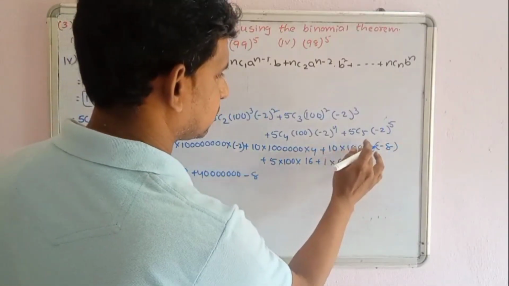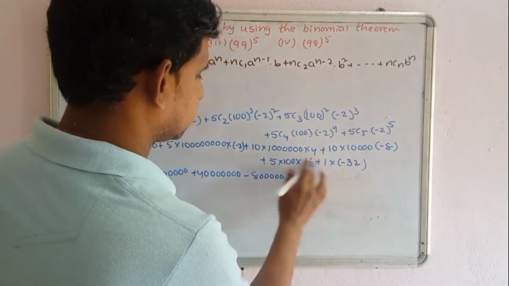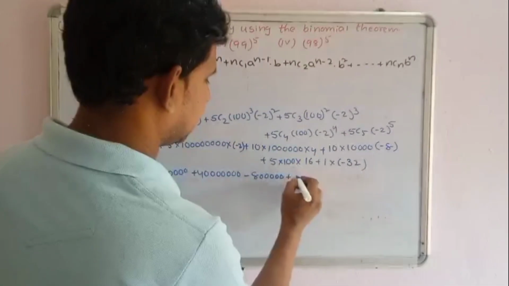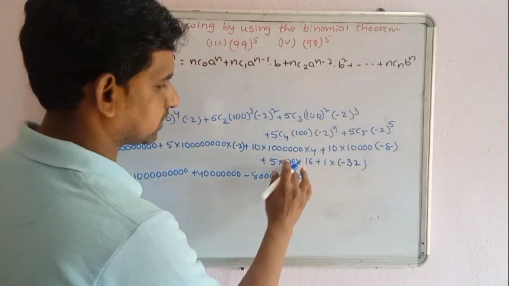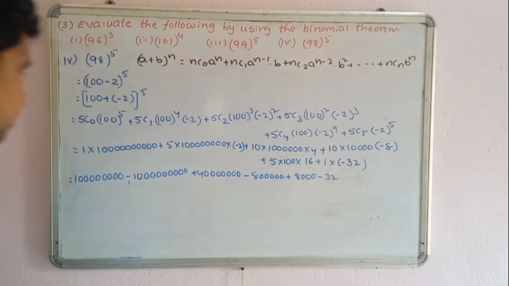How many zeros? 1, 2, 3, 4, 5. Okay. 16 5s are 80. How many zeros are there? 2 zeros. 1 into minus 32 is minus 32.